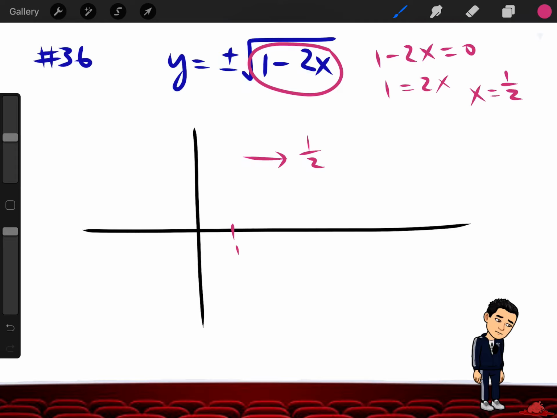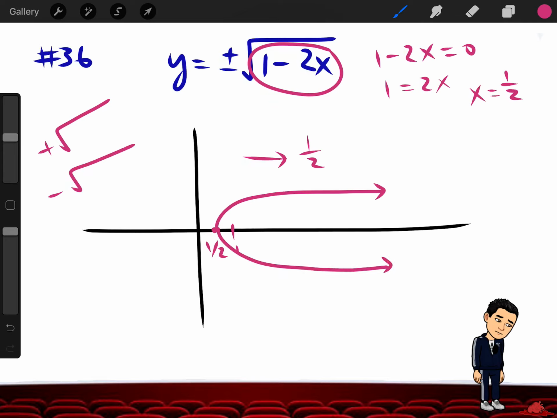Now let's talk about how this looks. The positive square root is going to give you something like this. Start from the 1/2. You're going to have something like that. The negative square root is going to give you something like this. Which means that this is going to be your function.